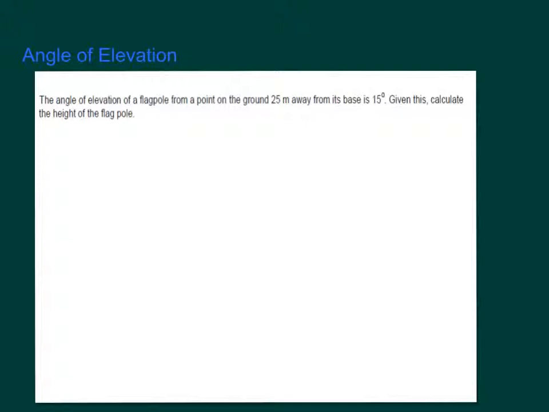In any problem, it is very important to visualize the information that is given. Okay, so we have a flagpole, so we can somehow create a line that will serve as a flagpole. And then 25 meters away from the base of the flagpole, on the ground, the angle of elevation is 15 degrees.